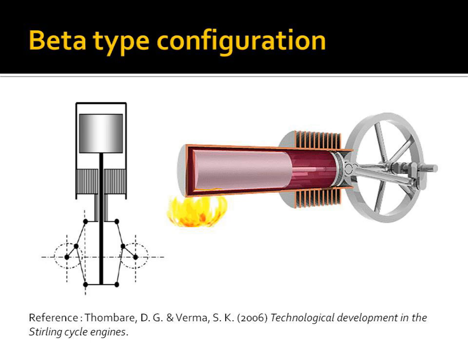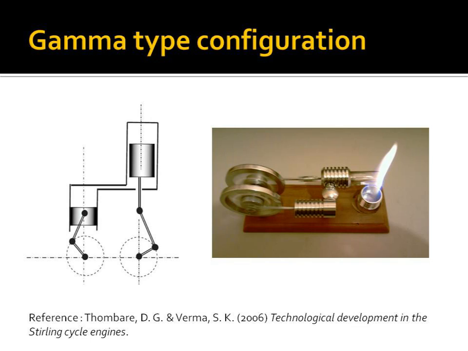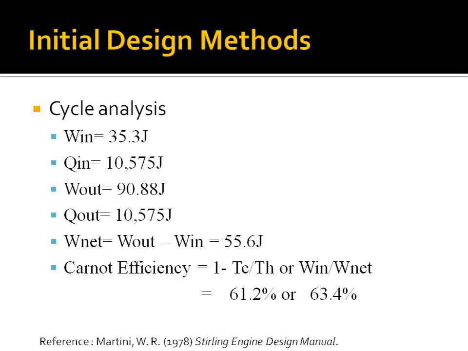So moving on to the gamma type configuration. The gamma type configuration consists of 2 cylinders, a power piston and a displacer piston. Again, the displacer piston's role is to move the fluid from one cylinder to the other, and it does have an independent regenerator, which is what I studied. So we're now looking at a Stirling type engine with a gamma type configuration.